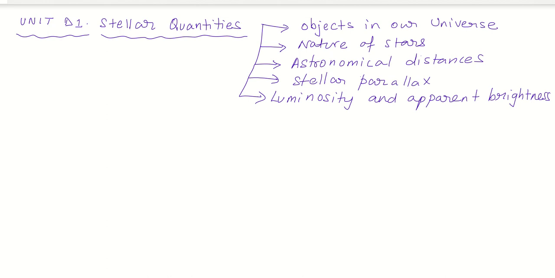Okay, so let us begin now. So we would like to begin here with objects in our universe. So if you think of all the objects that are in our universe, what are they now? In our universe, we have stars, we have planets, we have asteroids, we have constellations, we have nebulae, so many aspects. So one by one we will just briefly write about it.